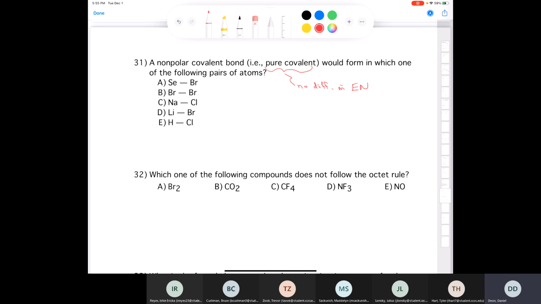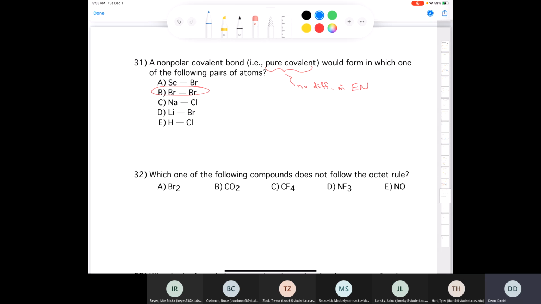Could anybody answer this one for me? Which one of these would have no difference? Trevor says B. I couldn't agree with you more, Trevor. How could there be a difference in electronegativity between two atoms that are identical? So that's purely covalent.